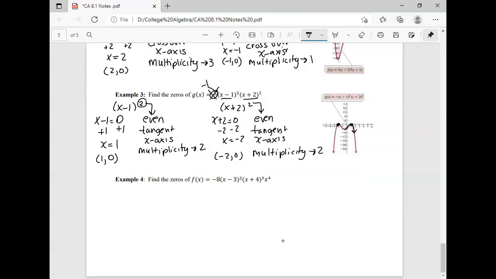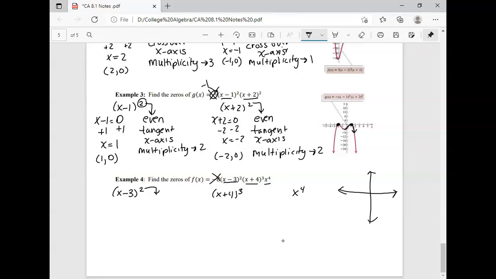Let's do this. So I don't care about the -8 because it doesn't have an x. I do care about this term and this term and this term. So I've got x minus 3 squared. I've got x plus 4 cubed, and I've got x to the 4th. And I'm going to kind of come over here and make us a little XY axis.